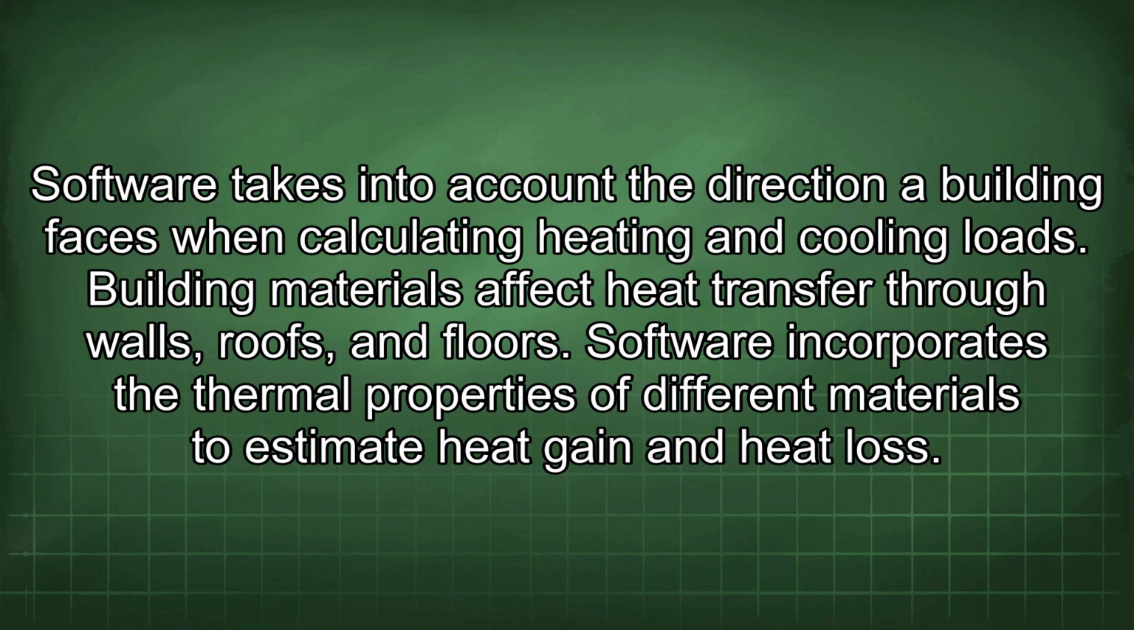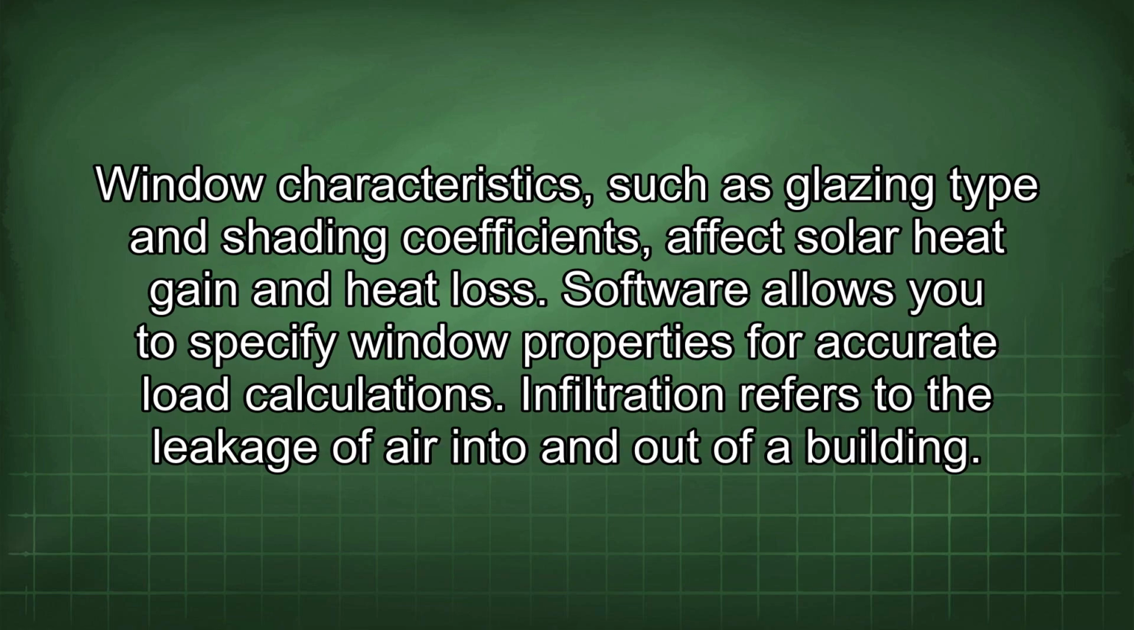Software takes into account the direction a building faces when calculating heating and cooling loads. Building materials affect heat transfer through walls, roofs, and floors. Software incorporates the thermal properties of different materials to estimate heat gain and heat loss. Window characteristics such as glazing type and shading coefficients affect solar heat gain and heat loss. Software allows you to specify window properties for accurate load calculations.